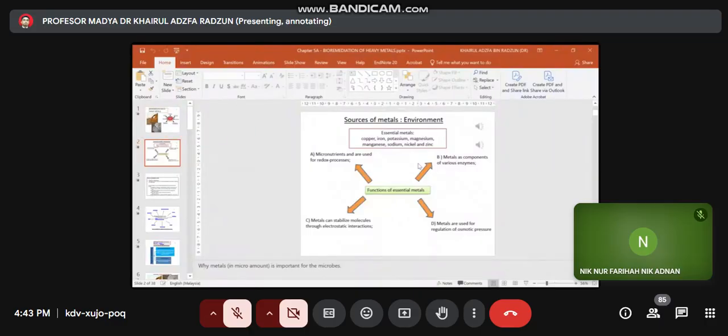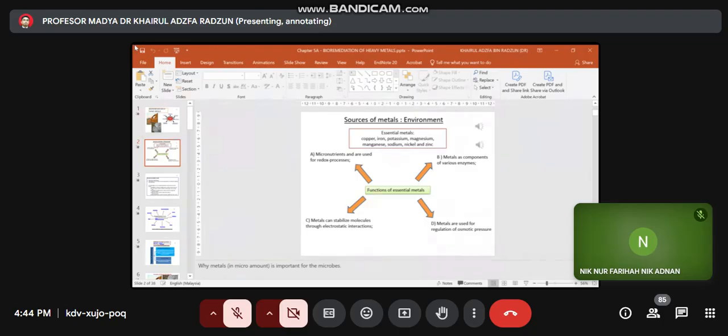And then C, metals can stabilize molecules through electrostatic interaction. If you can still remember, the cell membrane sometimes needs to be stabilized. We have the electrostatic charge that occurs at the outer part of the cell, and the charge on the outer part of the cell is negative, whereby electrons can be transferred through these redox processes and produce ATP through the difference of electron potential. What these metals do is stabilize the molecules that require electrostatic interactions.